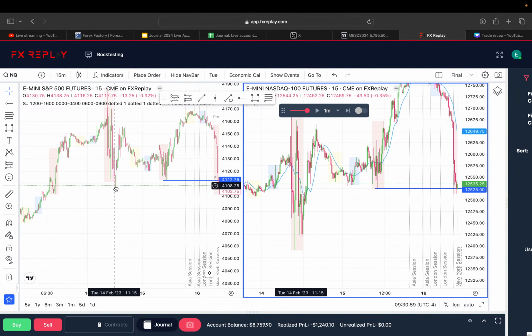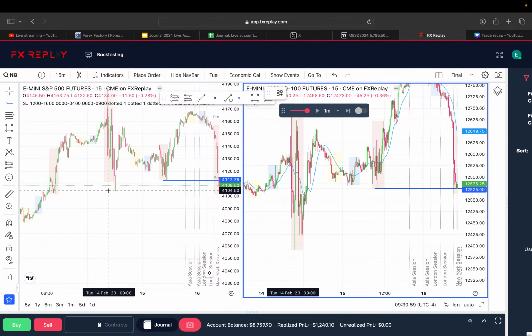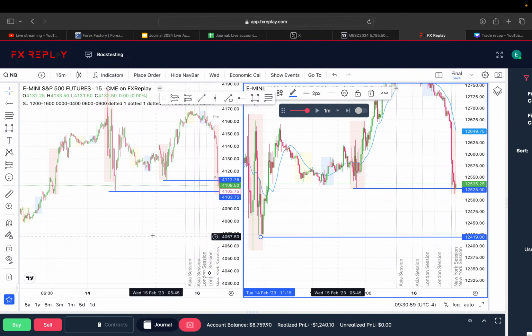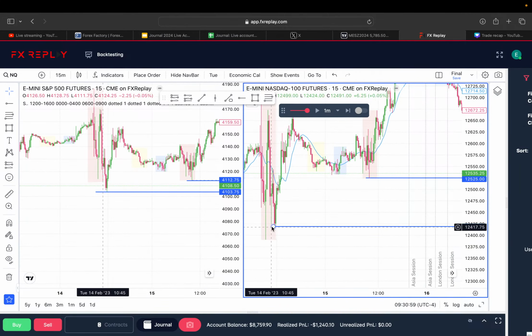Where is this? Okay. So this low here is the same low as this. So that was SMT on that day. You see how we made lower lows, but NQ made higher lows. So this is what we need to catch.